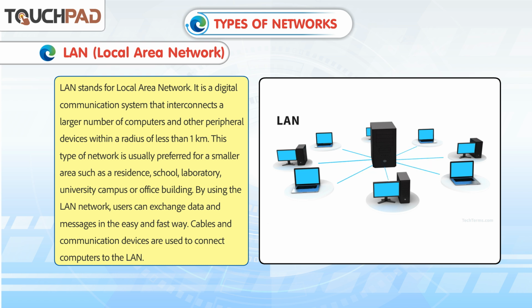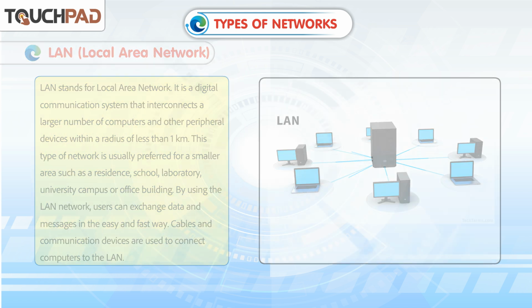This type of network is usually preferred for a smaller area such as residence, school, laboratory, university campus, or office building. By using the LAN network, users can exchange data and messages in the easy and fast way. Cables and communication devices are used to connect computers to the LAN.